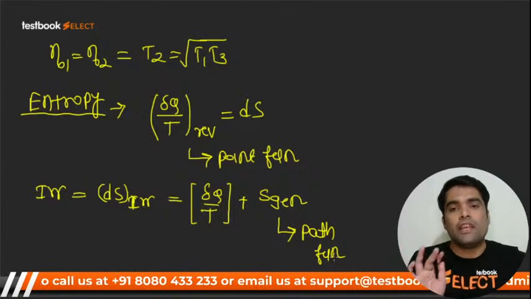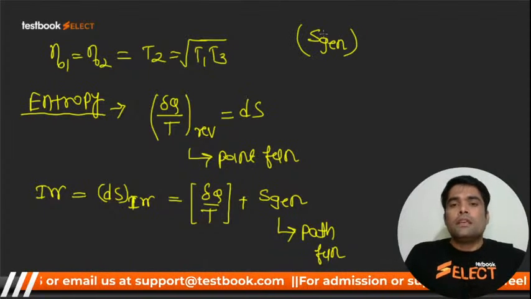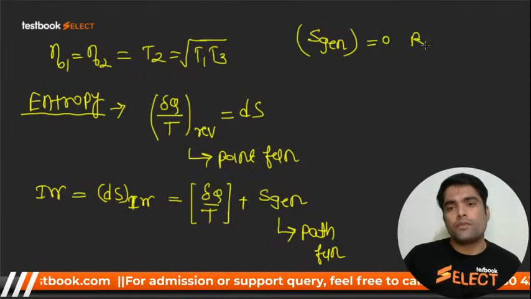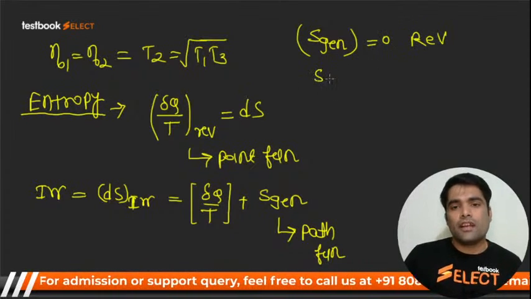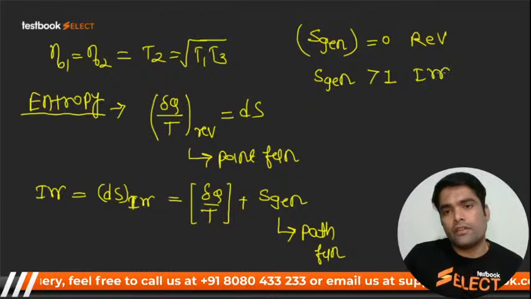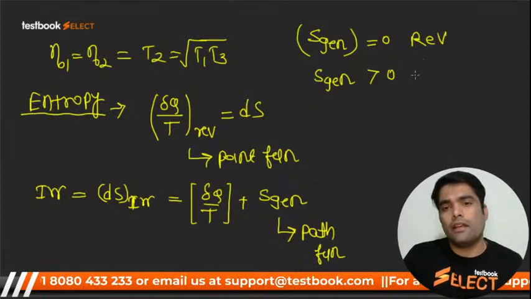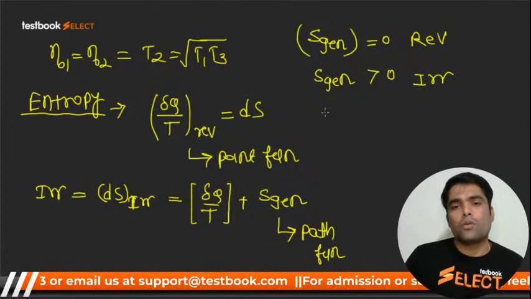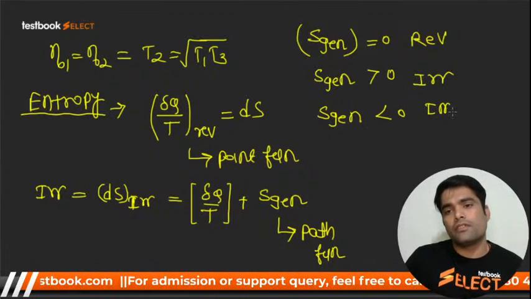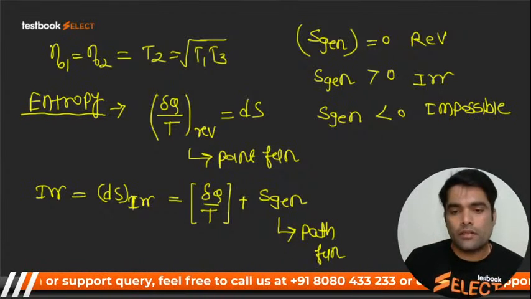Now listen to me very carefully. About this entropy generation, I want to tell you what it will be. If it is 0, suppose entropy generated is 0, that means it is a reversible process. If entropy generation is greater than 0, it is an irreversible process. Sorry, it is greater than 0, not 1. Suppose somebody says entropy generated is less than 0. It is impossible. It is not possible.